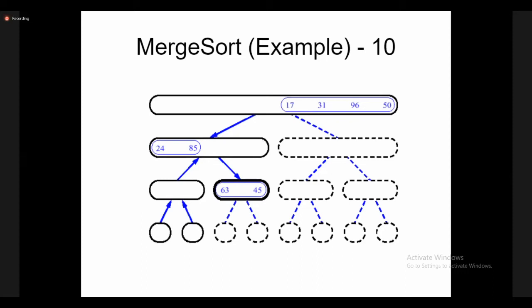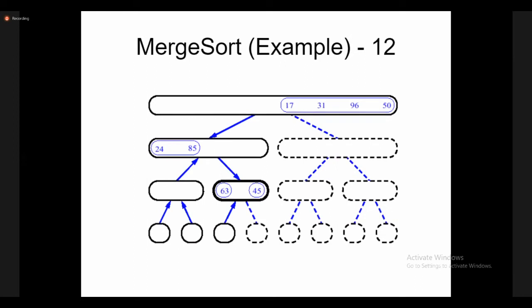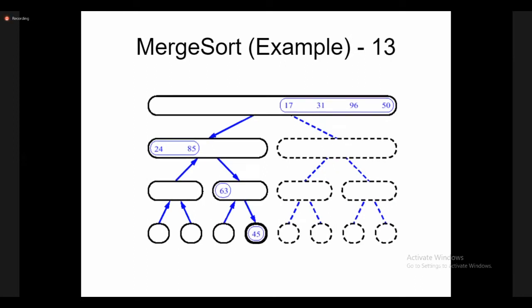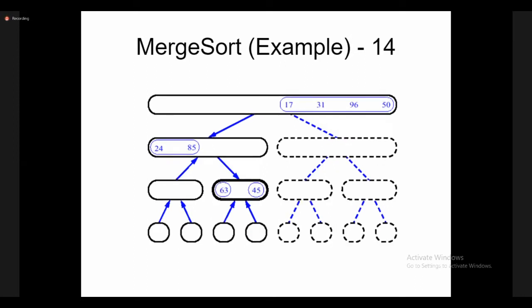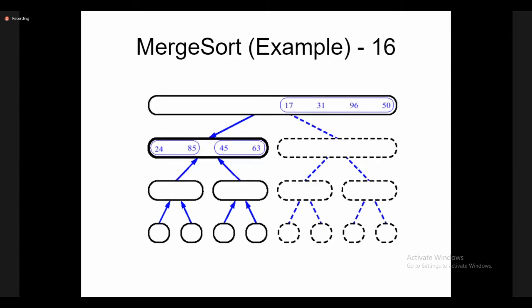63 and 45 are divided. 63 sorted itself. 45 sorted itself. Now 63 and 45 comparison. So 45 and 63. These two go into the upside, 45 and 63. Now, starting with these two parts, 24, 85 and 45, 63.